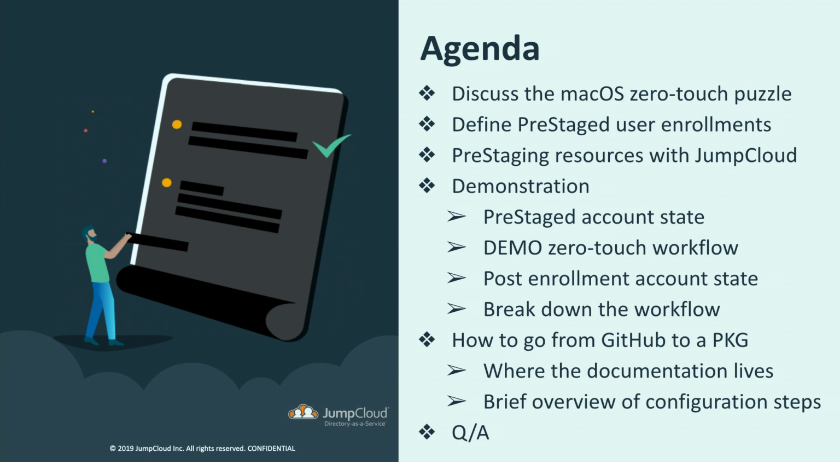Layout and agenda. So first we'll talk about the ZeroTouch Puzzle. We'll talk about concepts, and we'll introduce something called Prestage user enrollments and look at how we can start to pre-stage those users with resources and how JumpCloud can help with that. We'll go through a demo where we look at a user who we have in this state, walk them through our zero-touch workflow, and then look at how their account looks after they go through the flow.